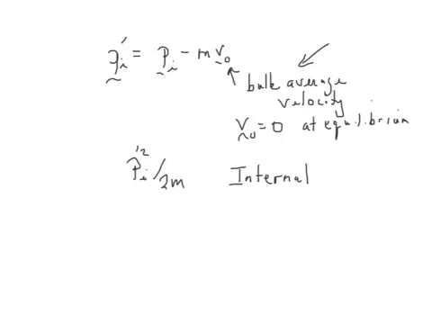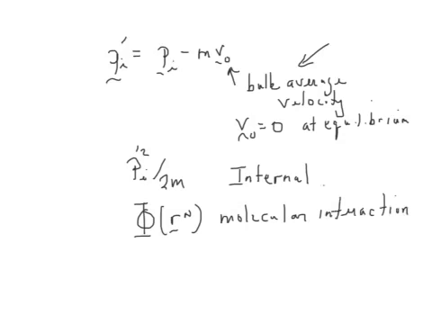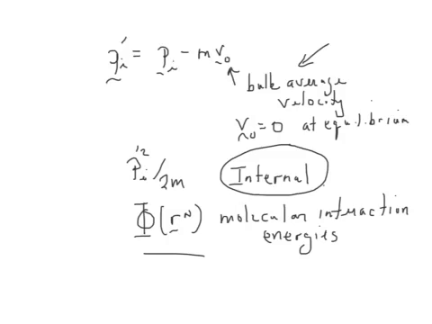In addition, you notice that we've only included the interaction energies between the molecules. So the definition of the internal energy, again, does not include any external potentials, such as gravity or other external forces that may be acting on the system. So the definition here is clear that we're only to include the kinetic energies of the molecules relative to any bulk motion, and also the interaction energies between the molecules, and do not include any external potentials that may exist in the system.